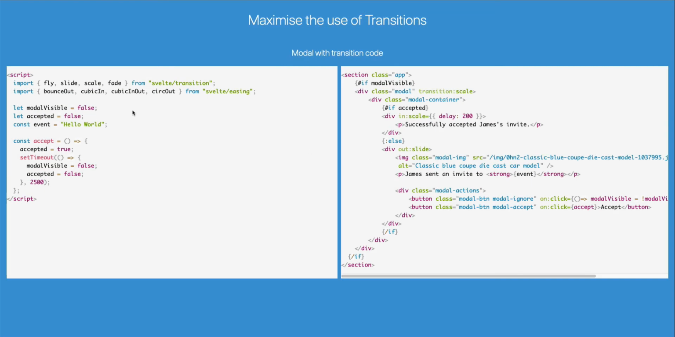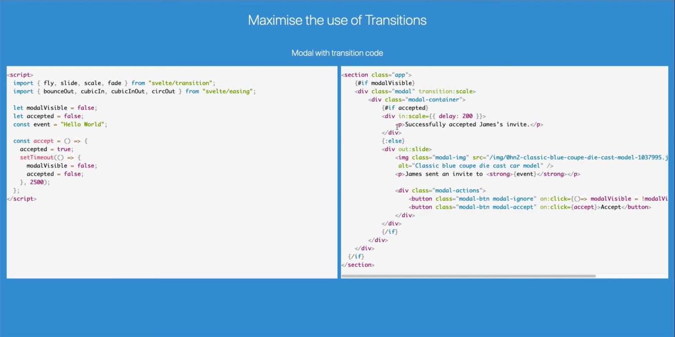On the left-hand side is our JavaScript, and on the right is our HTML. I left out the CSS that was used for the styling of the modal due to the screen space. But I can assure you, there are no CSS transitions written in there. None. You might notice we're using the same set timeout trick here again. And we're just fooling Svelte's transition system into believing that we're making changes so that it can trigger the transition.